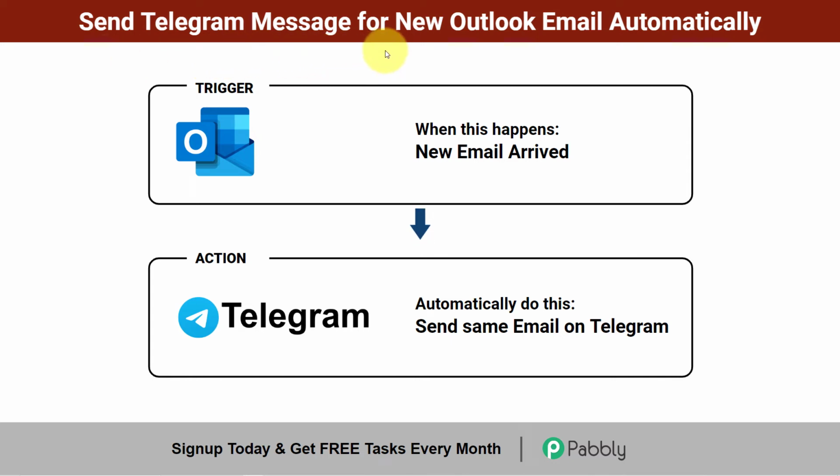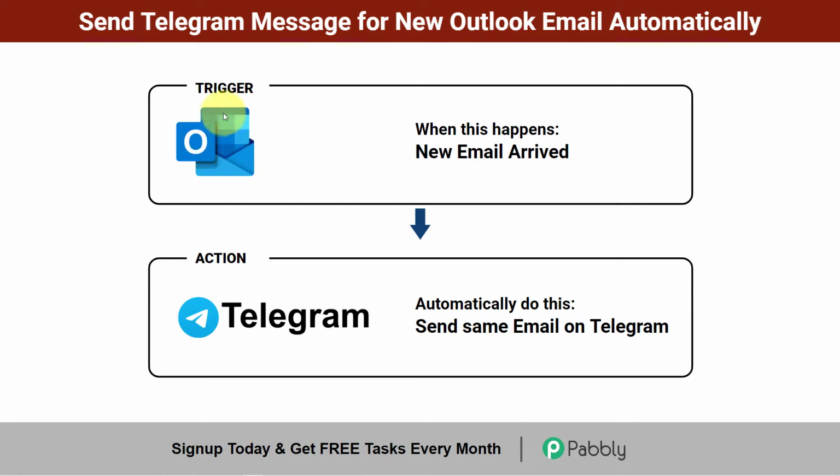How to send Telegram messages for new Outlook email automatically. So here I will teach you whenever a new email arrives in your Outlook account, how you can automatically send the same email over a Telegram channel. Basically, we are sending a notification on Telegram that a new email has just arrived, and not just a notification, we will send the whole email on Telegram.